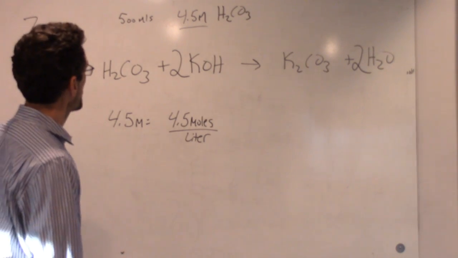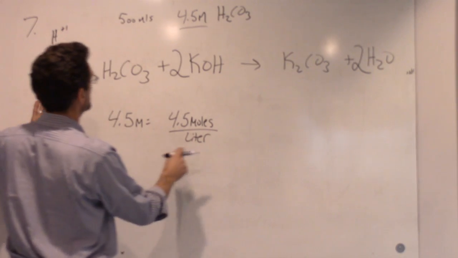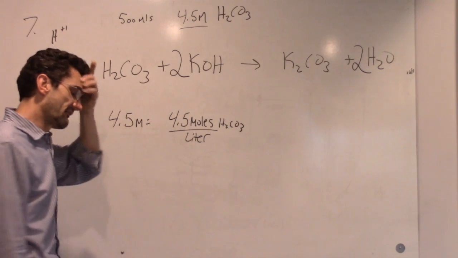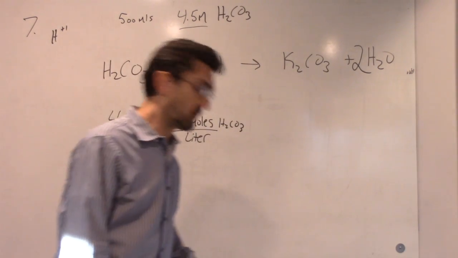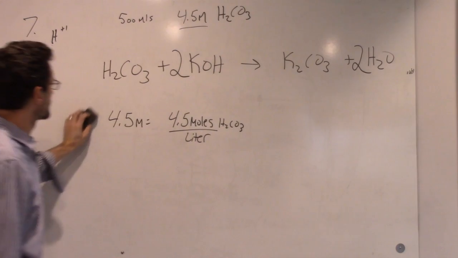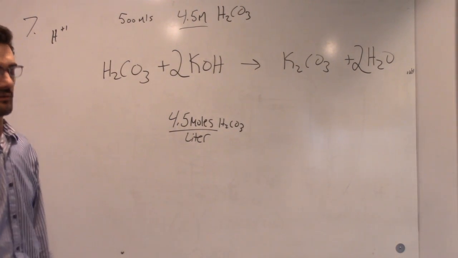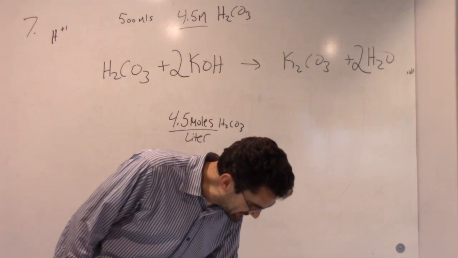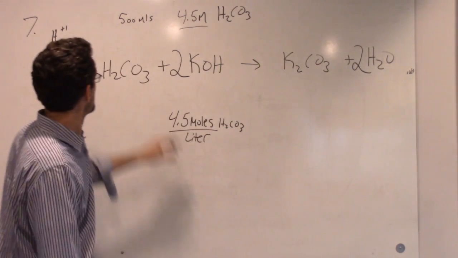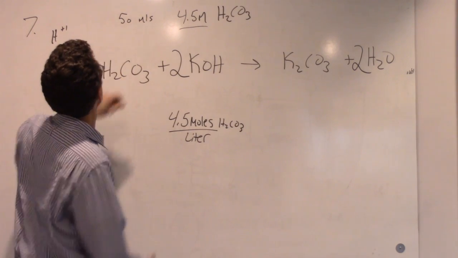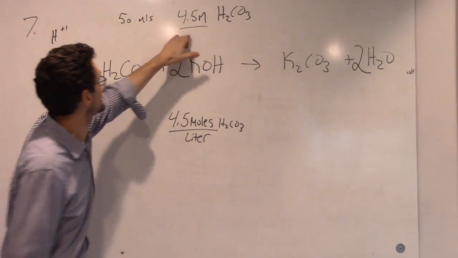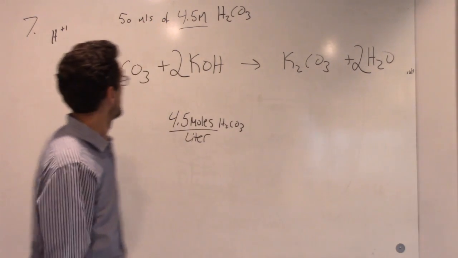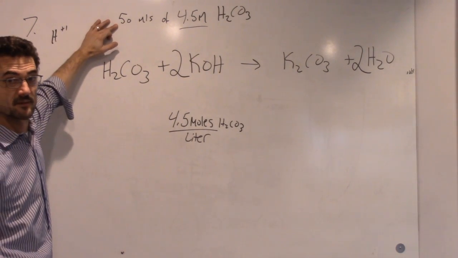All right, so I have this 4.5 moles per liter of H2CO3. Now, whenever you do a mole-to-mole ratio, I've always told you to start out with what you know. What did they give you? They gave us a chemist reacts 50 milliliters of this. With that, how much of this am I going to make? Well, I used 50 mils. That's what they've given me, right?